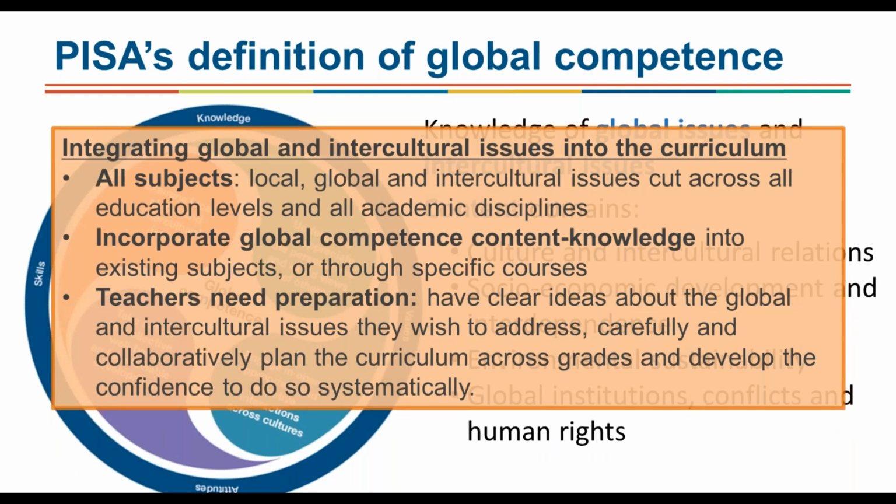So in terms of implications for curriculum, they can be incorporated into existing subjects or through specific courses. And many countries are already doing this, and perhaps unwittingly so. But really, to do this in a systematic way, teachers need preparation. They need to have clear ideas about the global and intercultural issues that they wish to address. They need to carefully and collaboratively plan curriculum to make sure this is systematic and across all grades. And perhaps most importantly, they need to develop the confidence to do so.